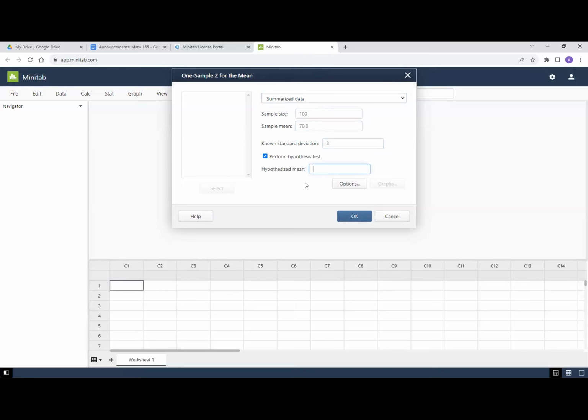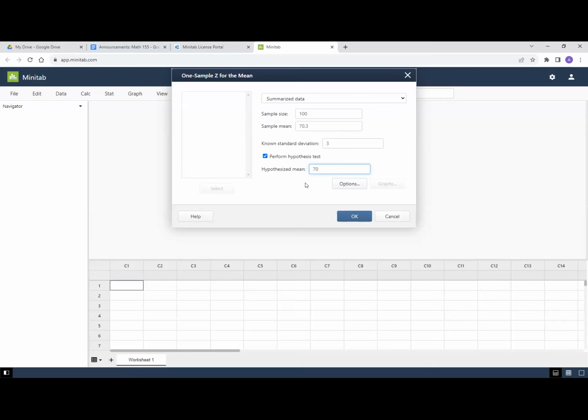Hypothesized mean is what mu is, okay? So mu is the mean that's given to us that we put in our null and alternate hypotheses. So 70 goes here. Now, at this point, it's very tempting to hit OK, but we haven't told Minitab if it's a less than, greater than, or not equal to test yet. We also didn't deal with the confidence level yet.